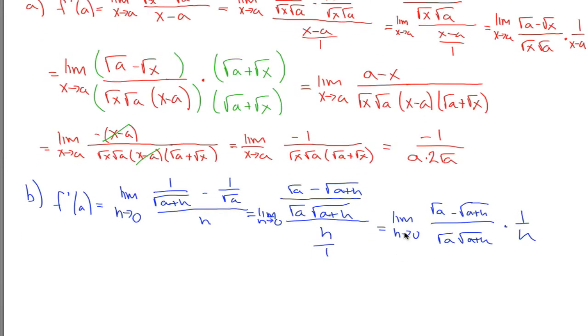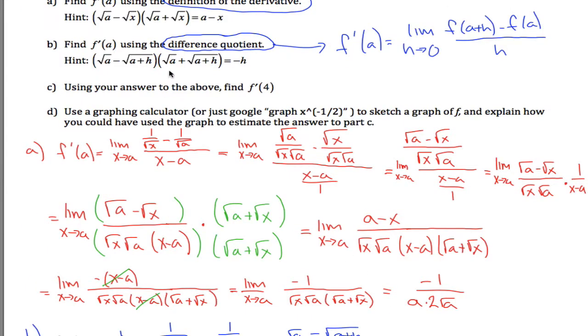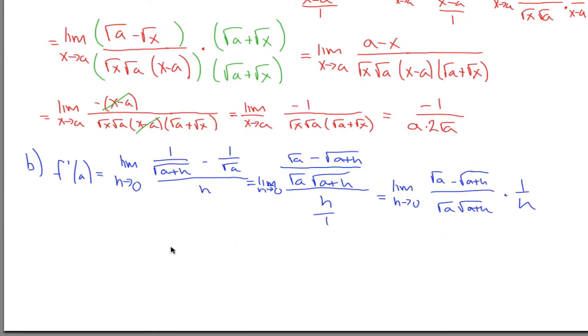You're like, oh, now can I make all the h's 0? Nope, because if you do, you'll still get 0 over 0. It's this h that's causing the problem. This is the thing that goes to 0. I have to figure out a way to get an h out of the top so I can cancel that h with this h. Fortunately, there's a hint. It says multiply the top and the bottom by the square root of a plus the square root of a plus h. Because if you multiply this thing, which is what I currently have on the top, by this thing, I'll just be left with negative h.